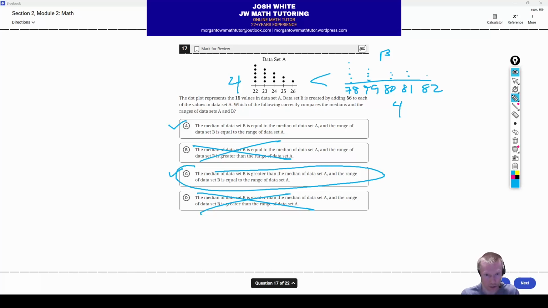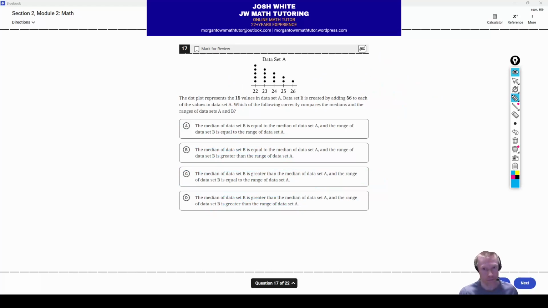So the correct answer is just going to be C. I mean, you could also technically go plug this into Desmos to confirm it, but hopefully you see that a bunch of numbers in the 70s and 80s will have a higher median than just a bunch of numbers in the mid 20s.